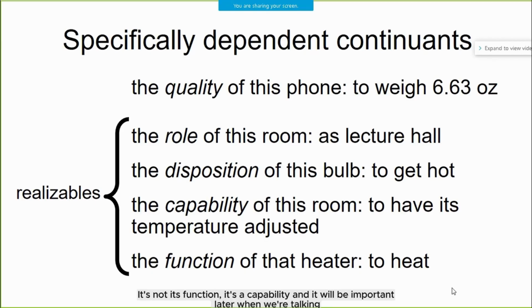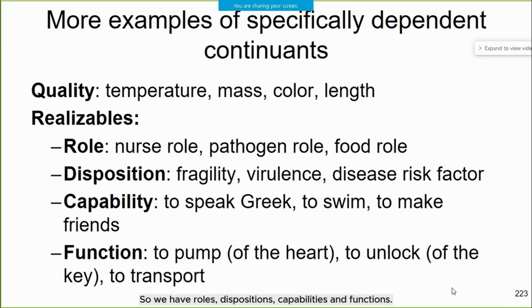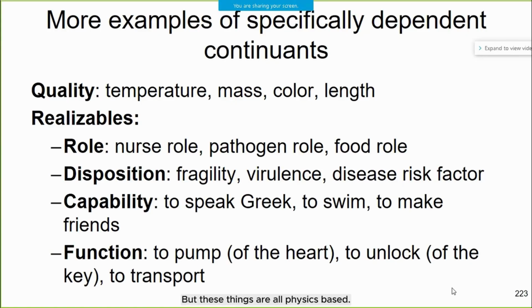And it will be important later when we're talking about systems to distinguish between functions and capabilities. And then the function of that heater over there is to keep the room warm. So we have roles, dispositions, capabilities, and functions. Roles are typically socially ascribed. So the role of being an auditor in this lecture is a function of how we're divided up into different groups by the social compacts which we tacitly have agreed. But these things are all physics based.